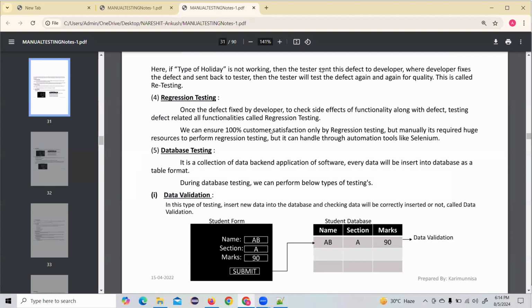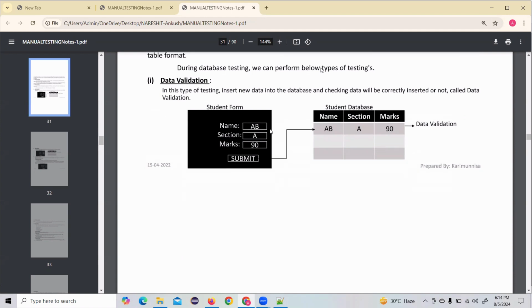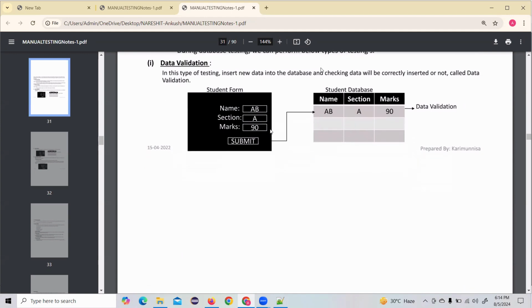Look here, everyone. See, the first one is data validation. Data validation testing in the sense what? In this type of testing, we will insert some data into the database, and we can check whether it is correctly inserted into the database or not.